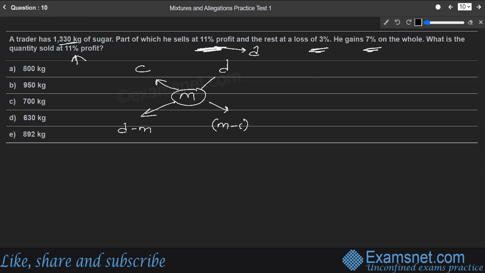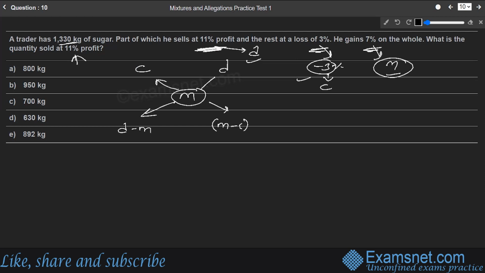And there is a loss of 3%. So this loss can be treated as minus 3%, because there is a loss, so a negative sign is involved, and treated as the cheaper part. Then the overall gain has happened as 7%, so the mean should be treated as 7%, as it is a gain. So the sign is plus. This is how we can associate our variables D, C and M.